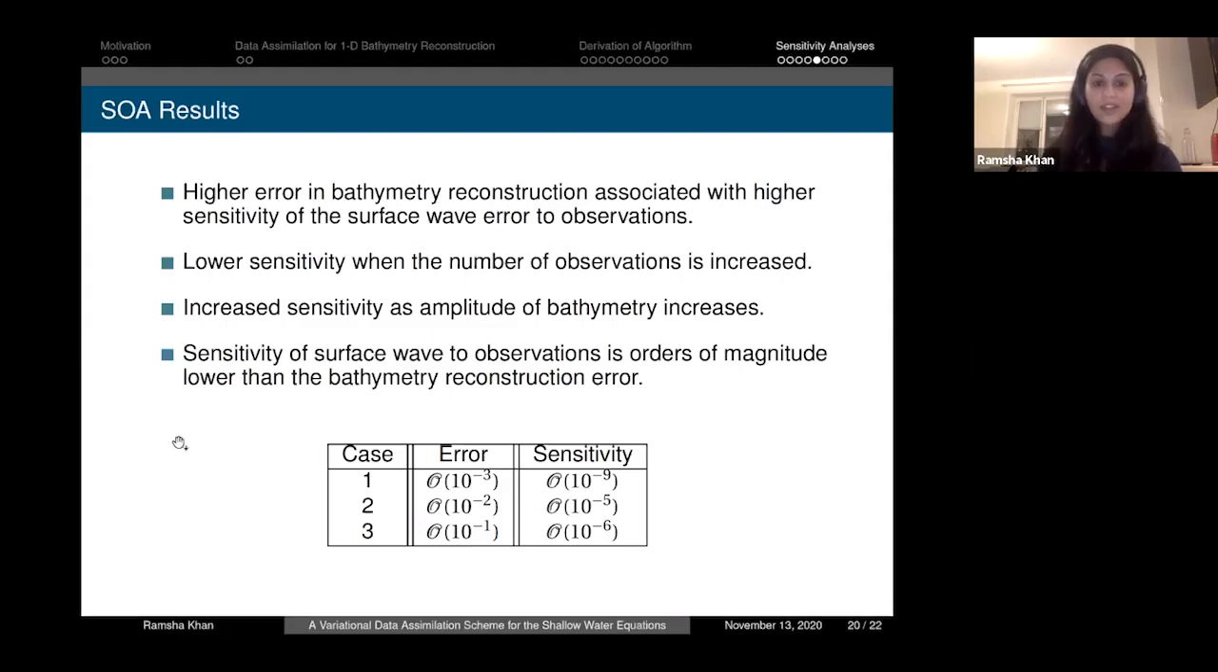However, what we did manage to verify is that once again, the sensitivity of the surface wave to observation was orders of magnitude lower than the bathymetry reconstruction error, which we can see summarized in this table here, where in each case, so for example, even when the error in the bathymetry reconstruction was 10% suboptimal, the sensitivity relative to that was still 5 orders of magnitude lower.